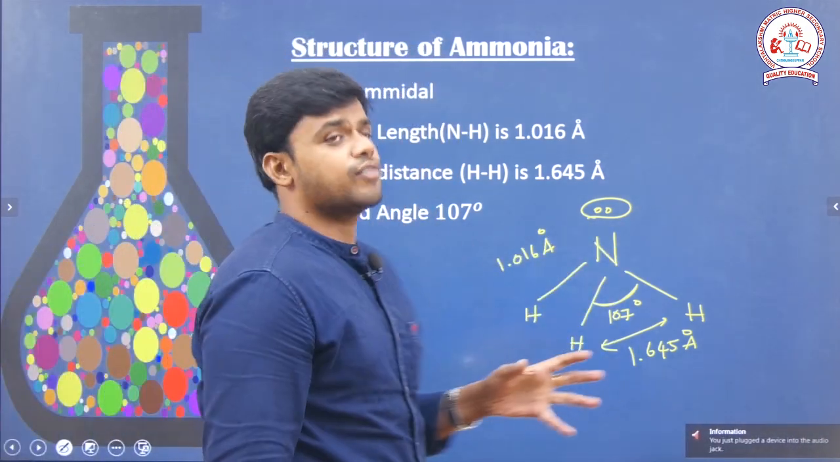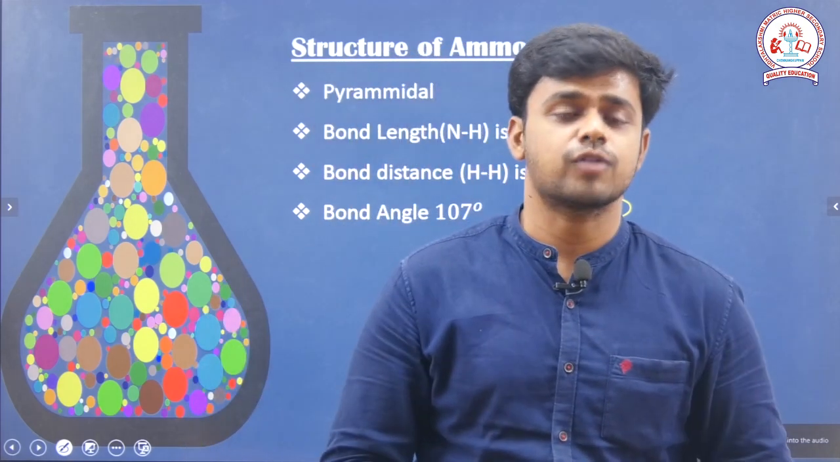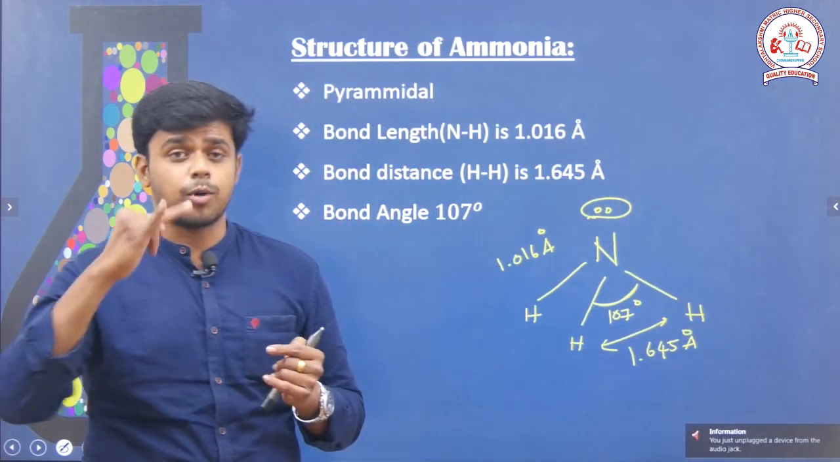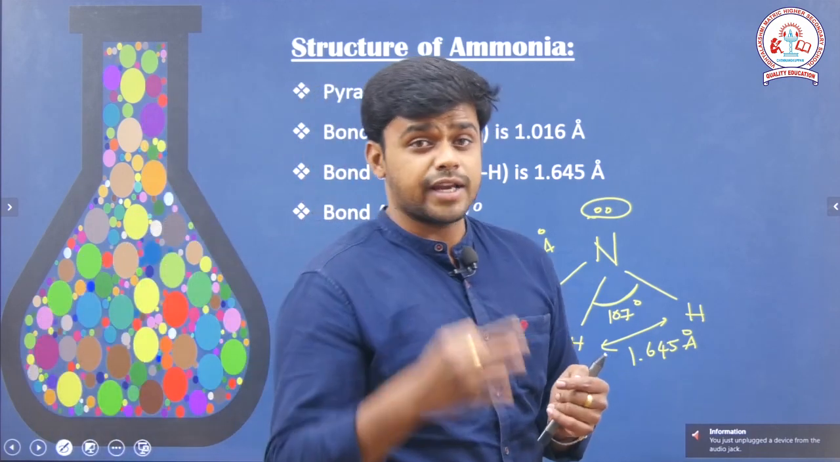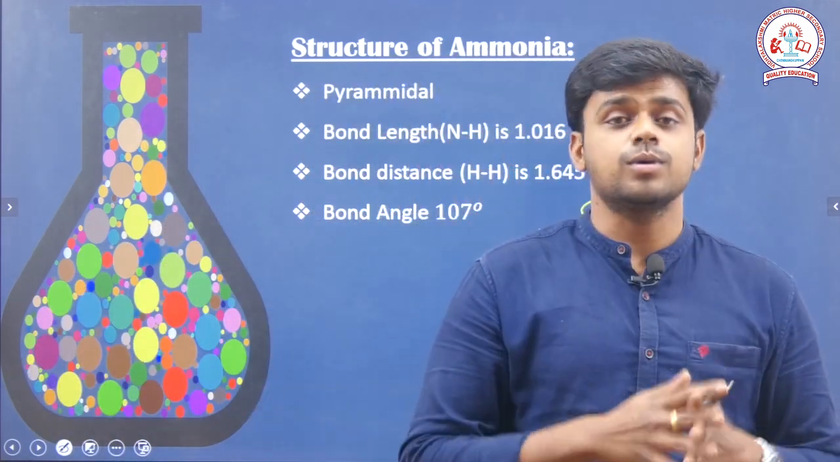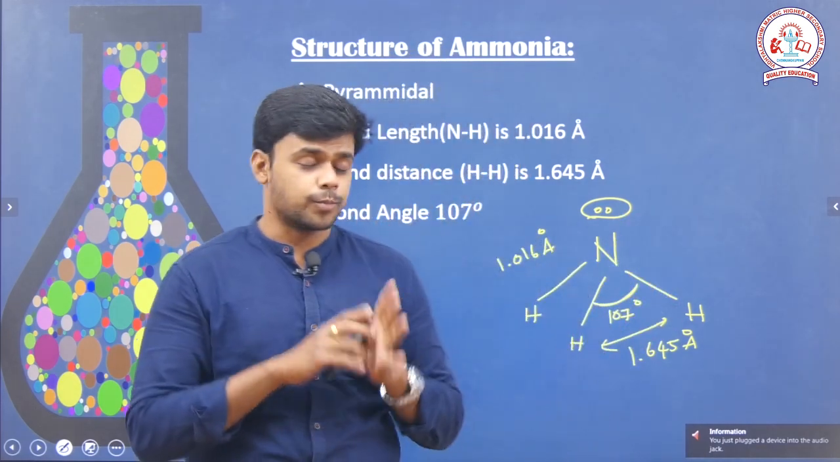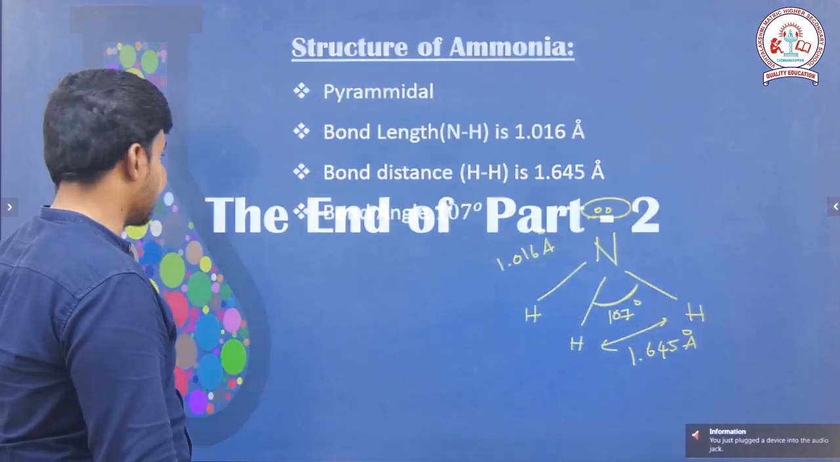So structure of ammonia is also quite important for us to deal with. Pyramidal structure, nitrogen hydrogenோட bond length பத்தி நம்ம பேசணும், then hydrogenோட distance பேசணும், bond angle பத்தி பேசணும். So here ends with the part 2. So part 2 இதோட முடியுது.